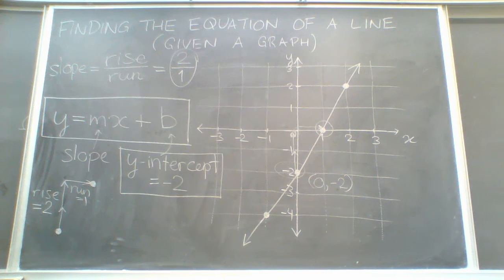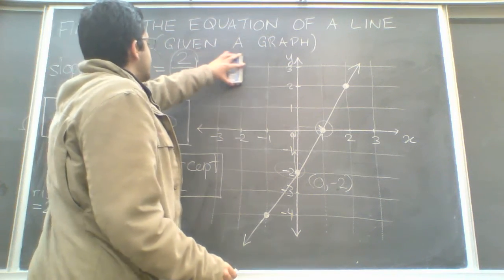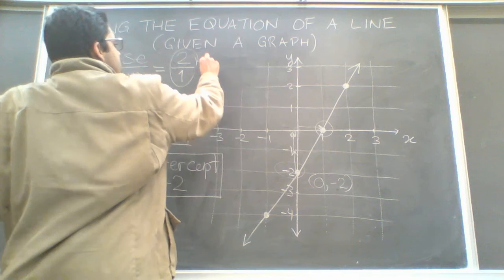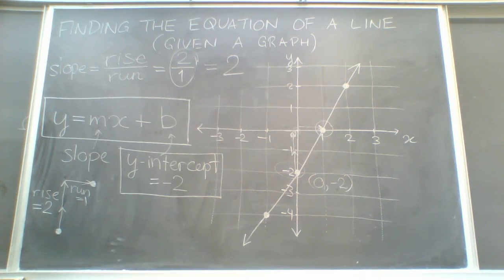But if you have a number over 1, that's the same thing as just writing it as a whole number. So this tells us that our slope is actually equal to 2. All right, does that make sense? I really hope that's making sense.